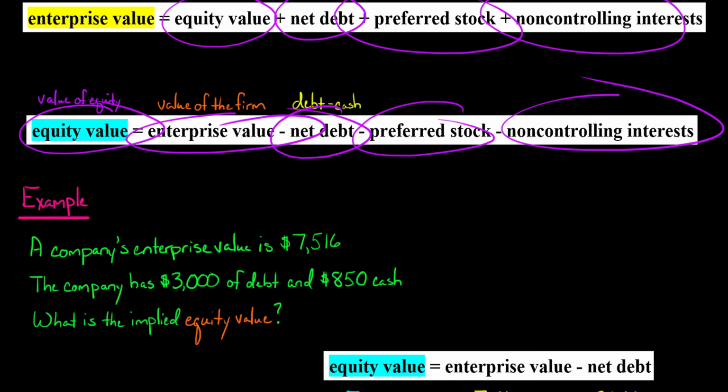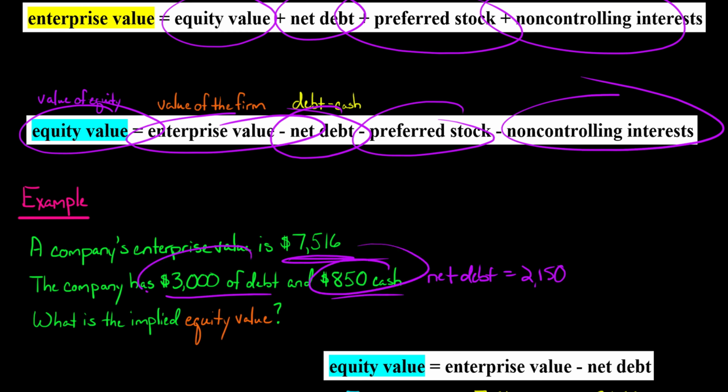So let's say a company's enterprise value is $7,516. The company has $3,000 of debt, $850 of cash. So right off the bat, you can see the net debt is going to be $2,150, because it's the debt minus the cash. You assume that the company could just take that cash they have and pay down the debt, so the net debt would be $2,150. That's why you do that.